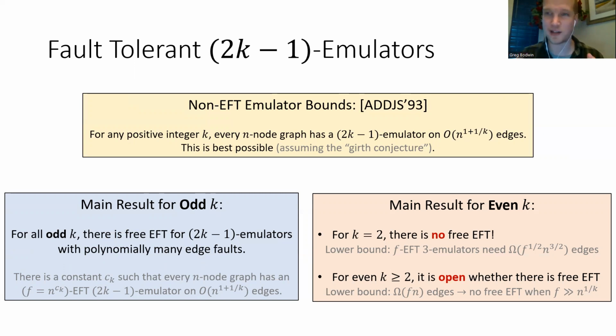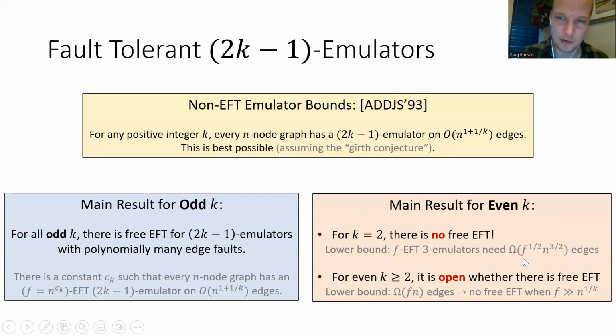For any odd k, you can have free edge fault tolerance for 2k minus 1 emulators up to some polynomial. So this is good. We get polynomial amounts of free fault tolerance for all odd k. Interestingly, something very different is happening for even k. For k equals 2, in other words, emulators of stretch 3, since you're plugging 2 into this 2k minus 1 term here, we can completely refute the possibility of free fault tolerance.